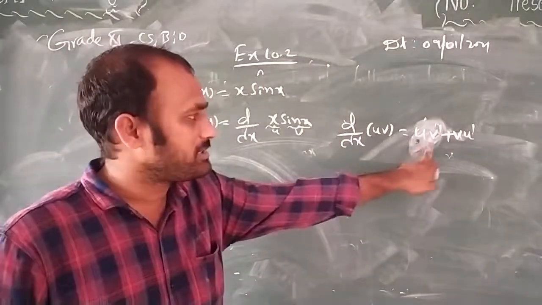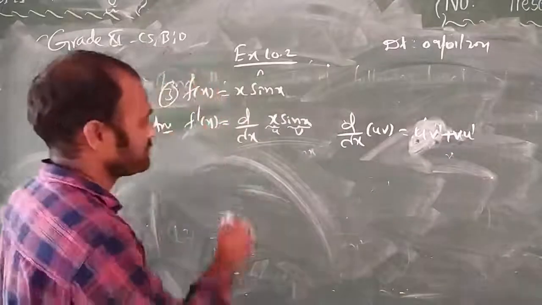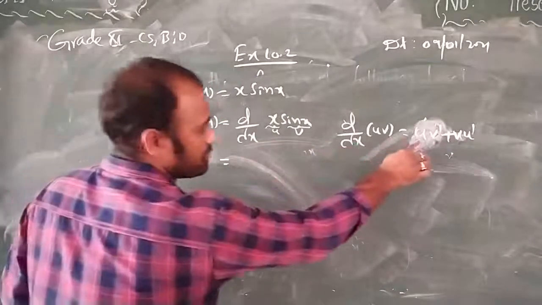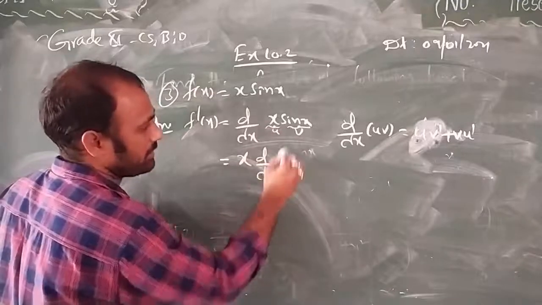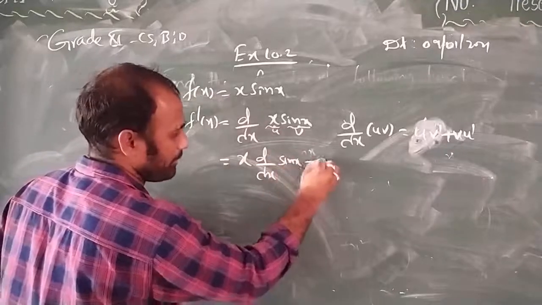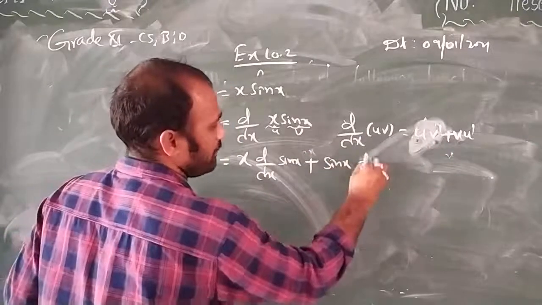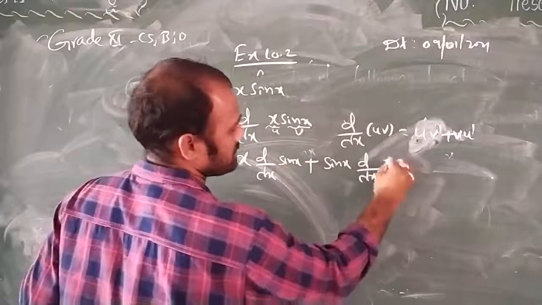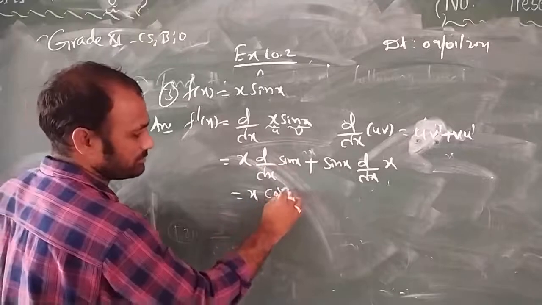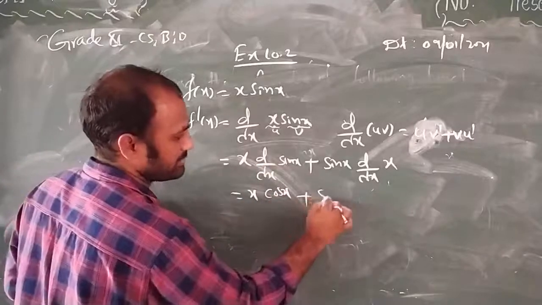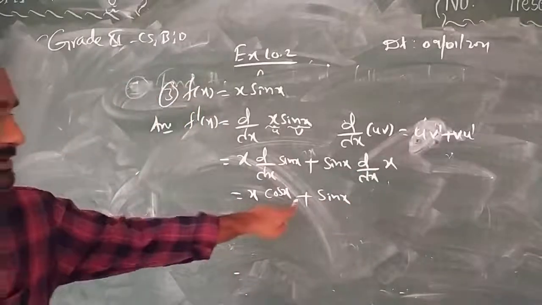So first function as it is, derivative of the second function, plus second function as it is, derivative of the first function. So first function as it is, x. Next derivative of the second function, derivative of sin x is cos x, plus second function as it is, sin x, derivative of the first function, the derivative of x is 1. So the answer is x cos x plus sin x.